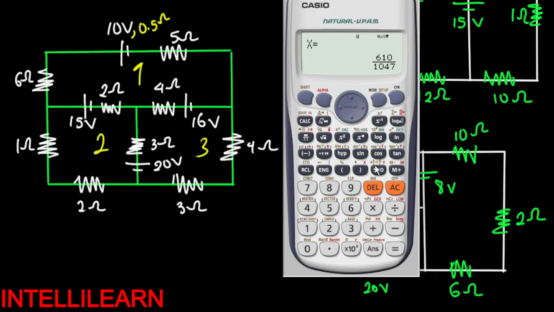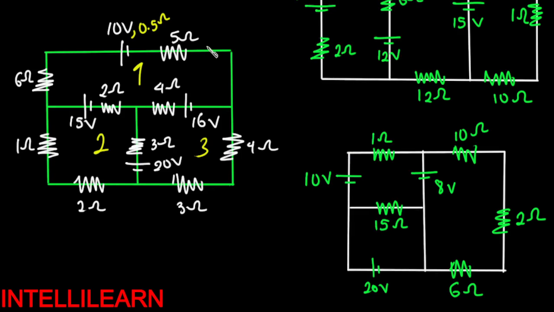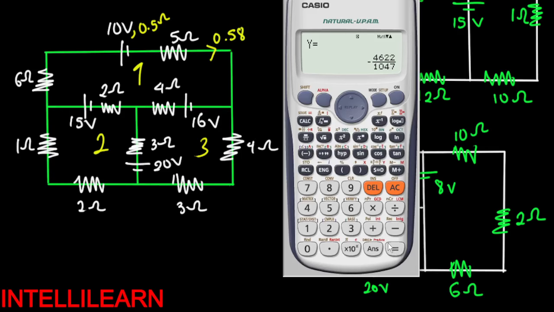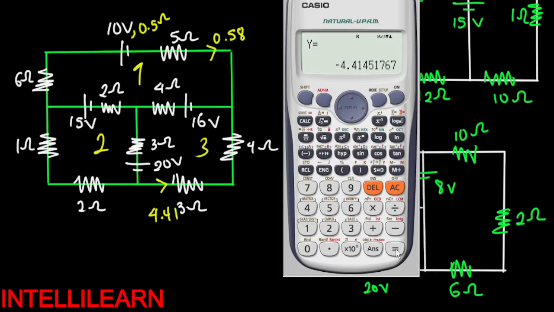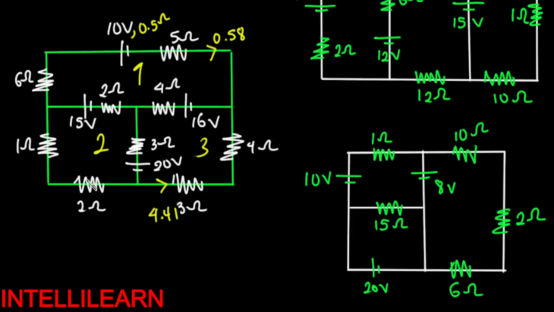So this is 0.58 for the first loop. I was going clockwise, right? So that means clockwise is correct. 0.58 amperes. For the second current, minus 4.41. So that means instead of clockwise, it's now anti-clockwise. 4.41. And the third was minus 0.49. So that means this one is also not clockwise, it is anti-clockwise.